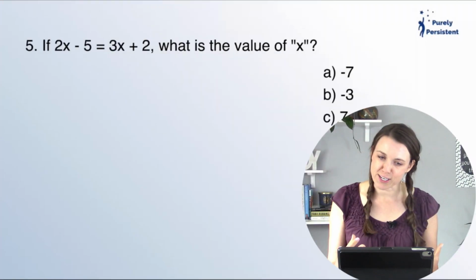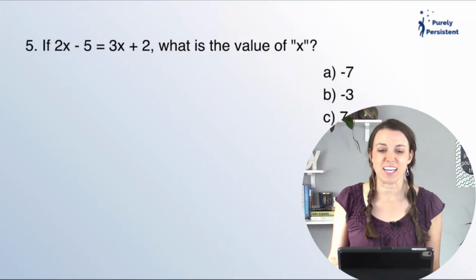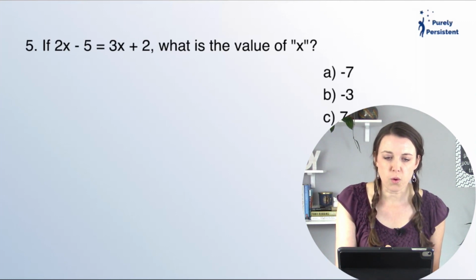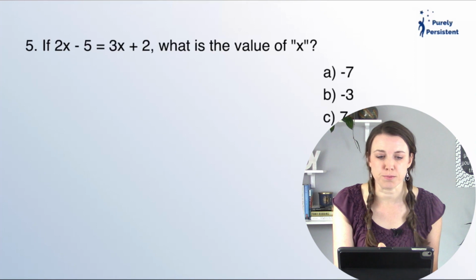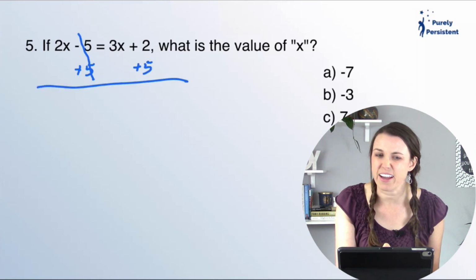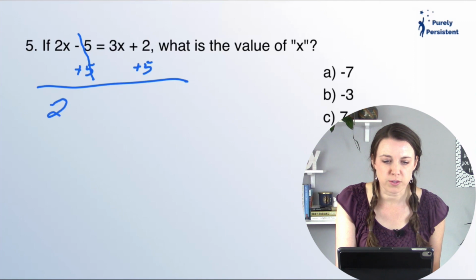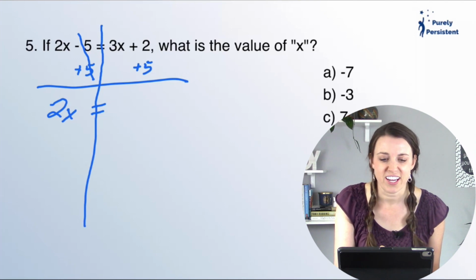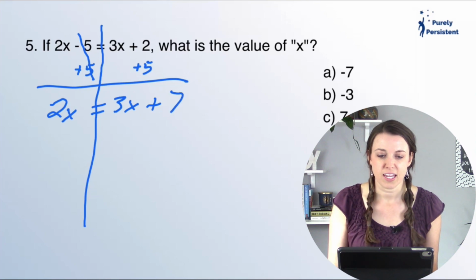If the equation, what is the value of x? So let's just simplify. What I'm going to do is combine like terms. I'm going to add 5 to both sides. That's going to be the first thing I do, and that's going to cancel out the 5 there. So now I'm left with 2x equals, I'm going to draw the line to remind me what I do on one side I have to do on the other, and I have 3x plus 7.